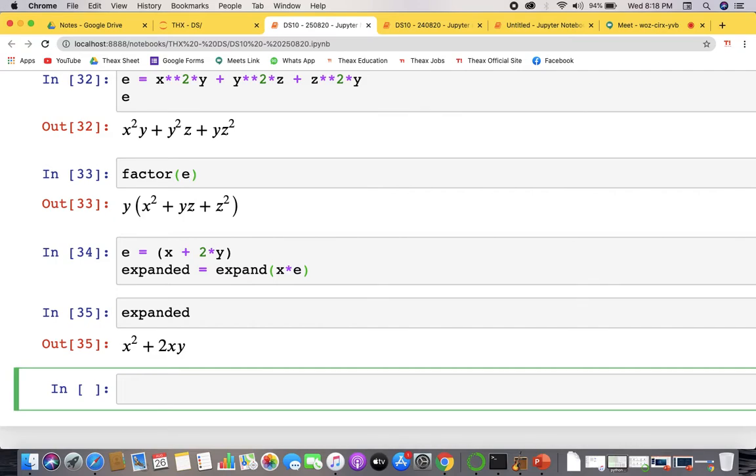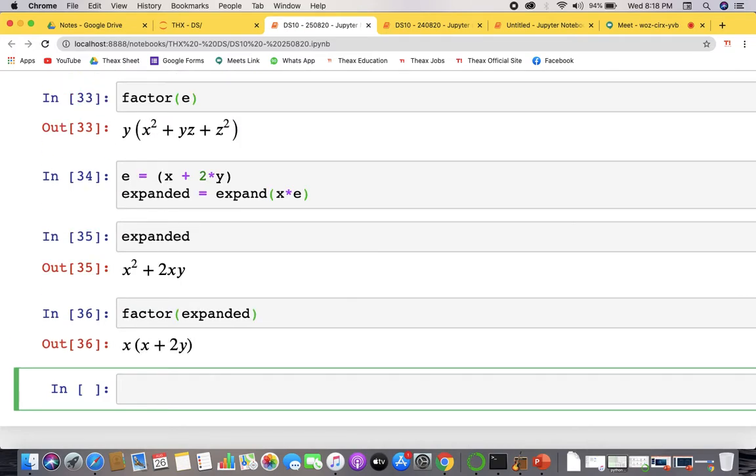Now if I write a factor of my expanded form, then it would be x multiplied by x plus 2y, right? That is the actual value of this E expanded, right? So this is how we represent basic algebra in SymPy with the help of this.